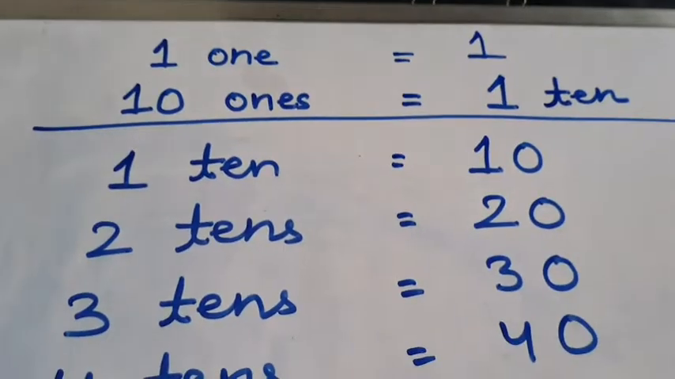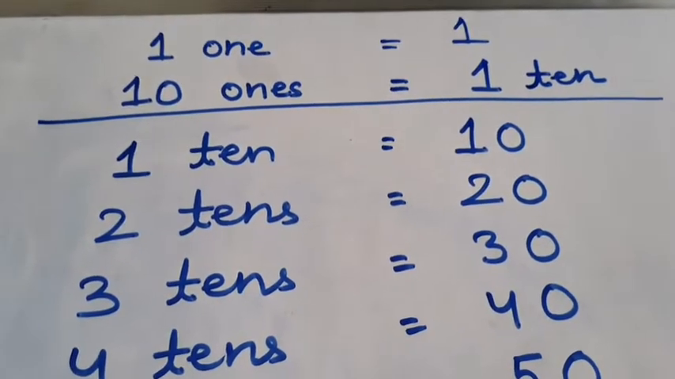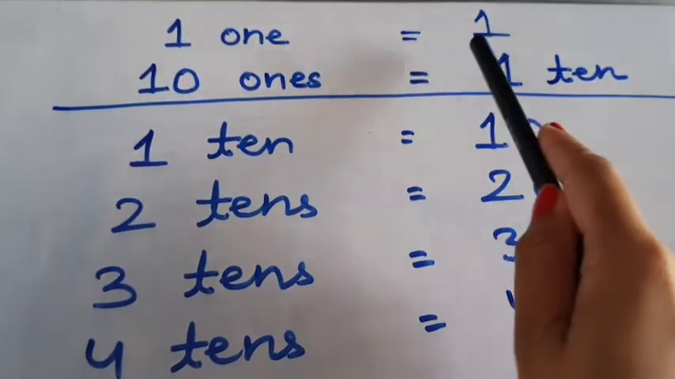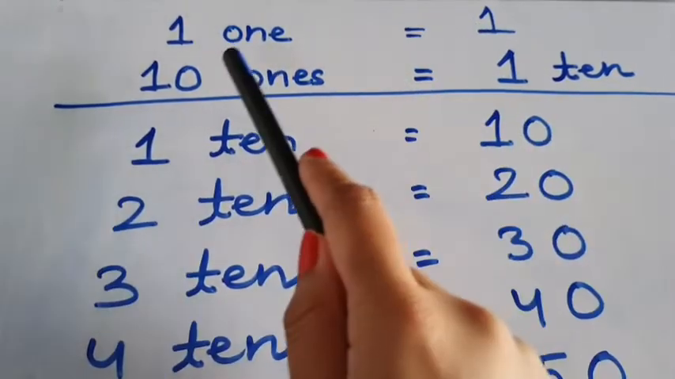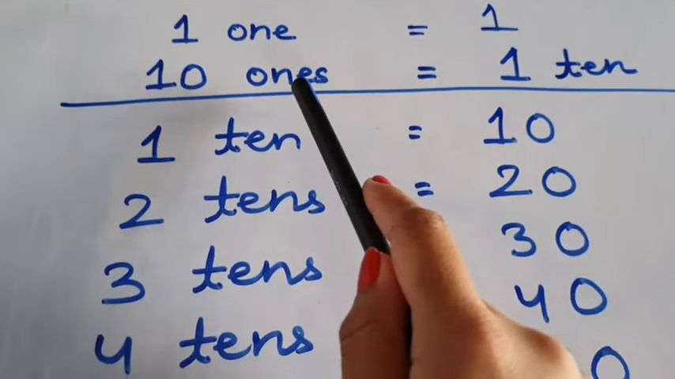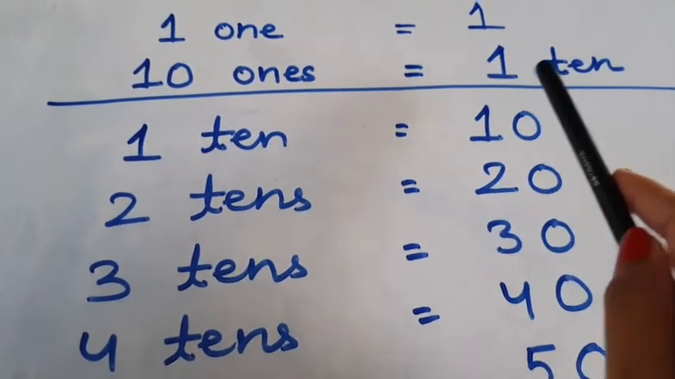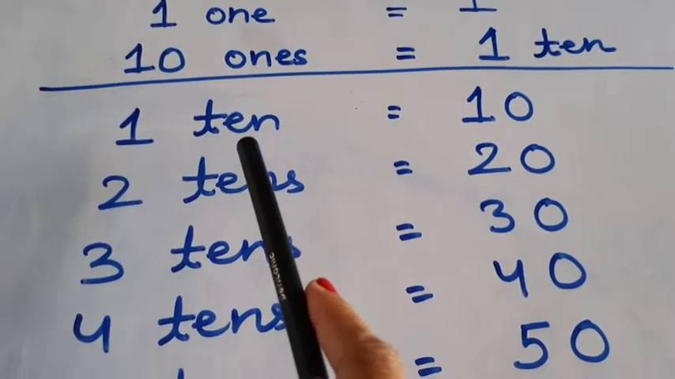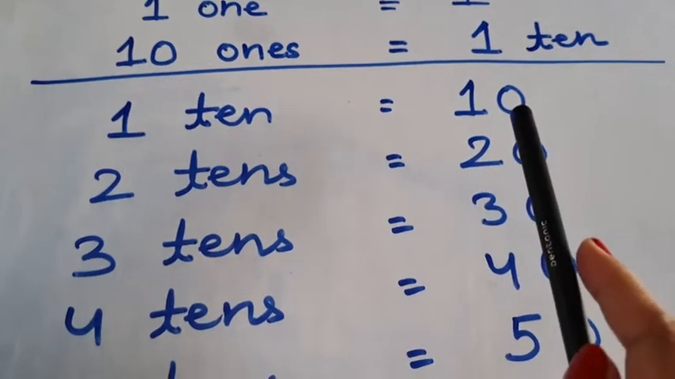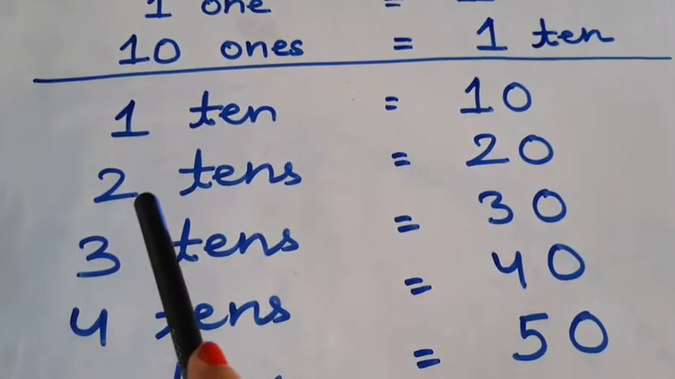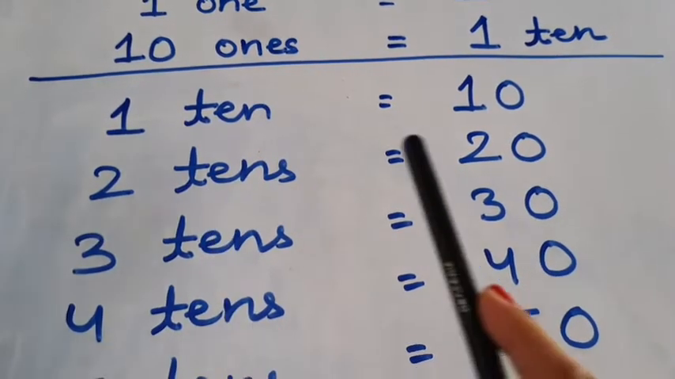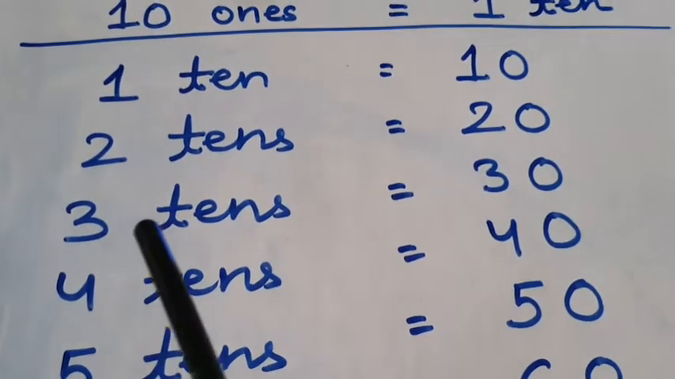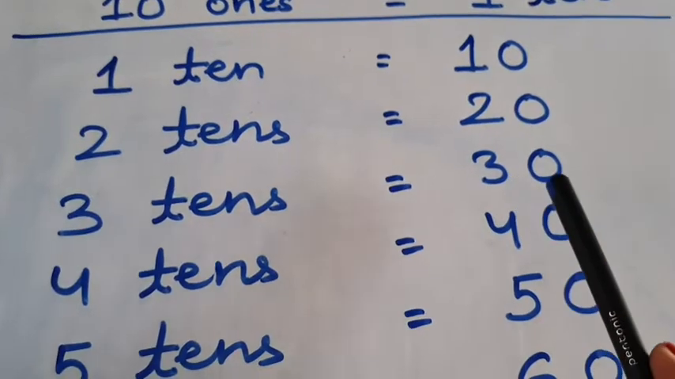So just now what we have learned, 1 one is written as 1. 10 ones equal to 1 ten. Then 1 ten we will write as 10. 2 tens, it is written as 20. 3 tens, 30.